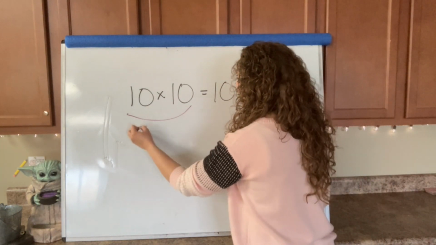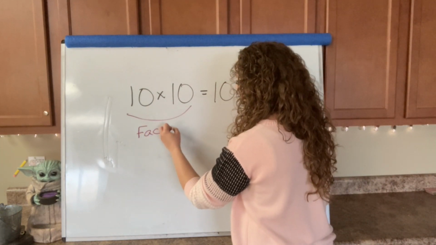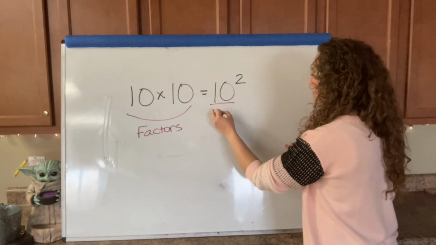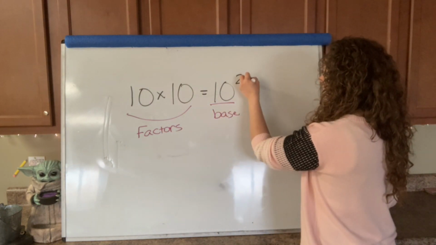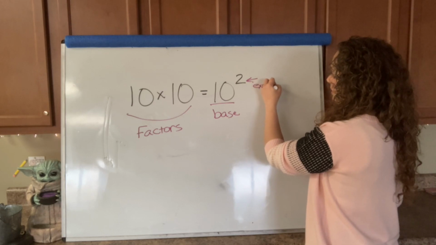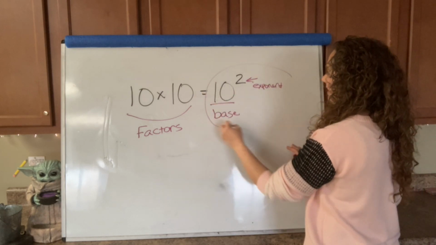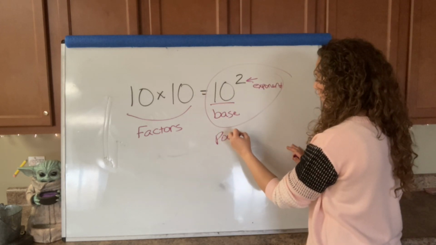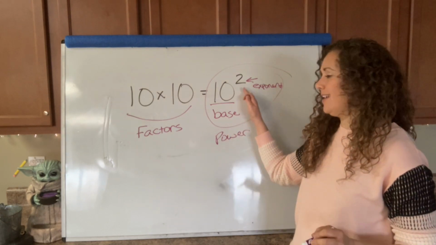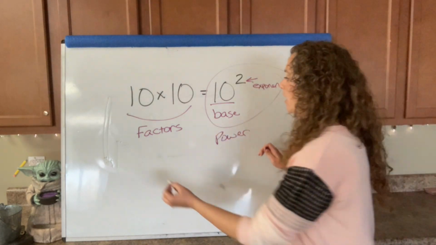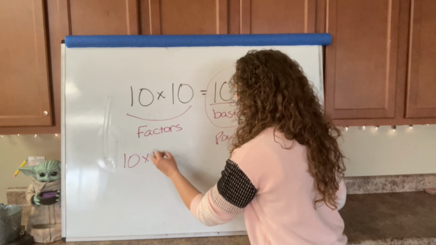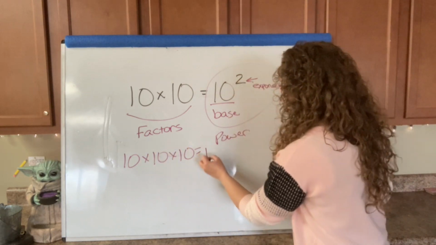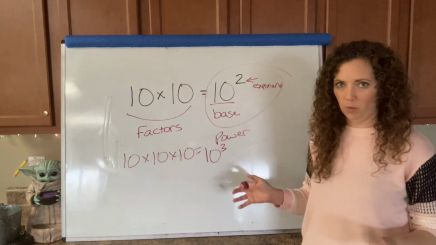These are both factors. This here is called a base. This is an exponent. And this whole thing together is a power. So we read this as 10 to the second power. If I were to have 10 times 10 times 10, I could say 10 to the third power.